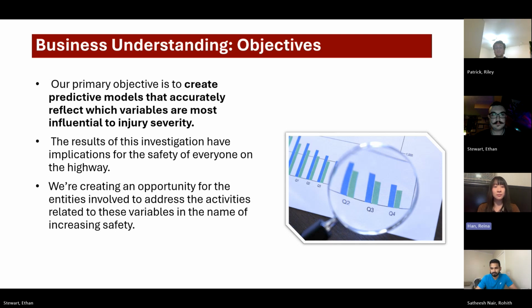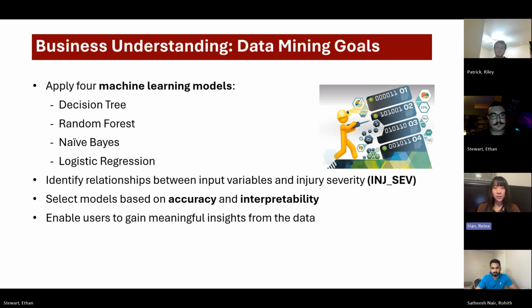The insights we gained can help improve highway safety by pointing out where actions are needed most based on the data we have. Ultimately, our research can give organizations some insights to help reduce risks and make roads safer for everyone. For our data mining goals, we applied 4 different machine learning models, including decision tree, random forest, naive Bayes, and logistic regression, to see how well they could predict injury severity. The key was to find patterns between our input variables and the likelihood of a major or minor injury.